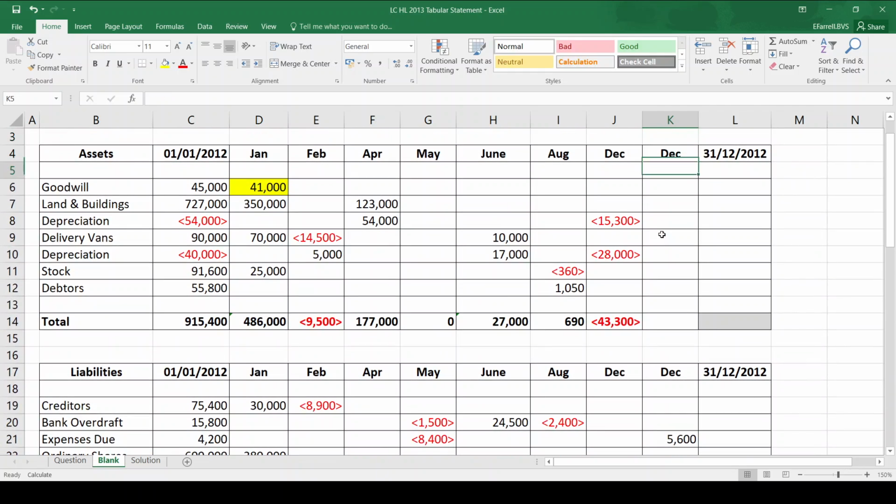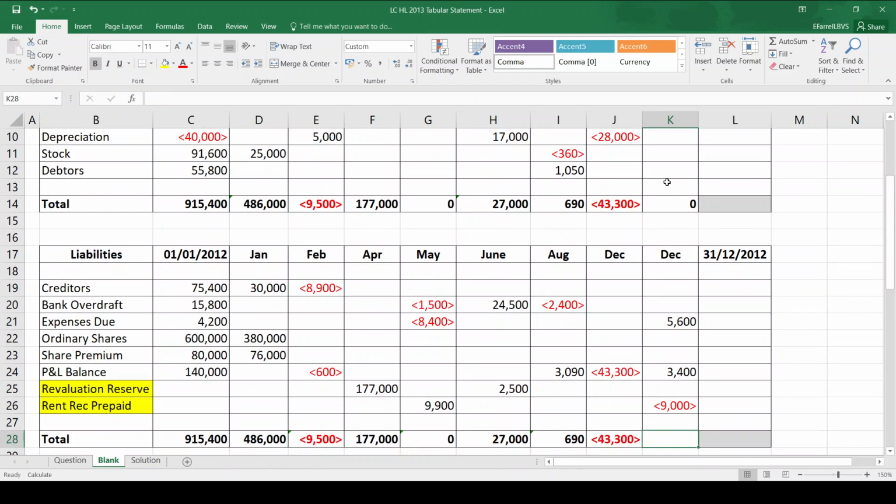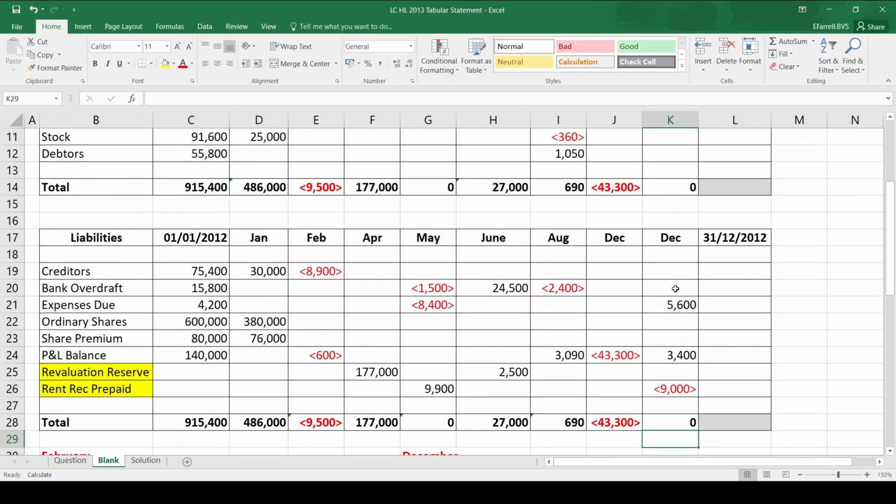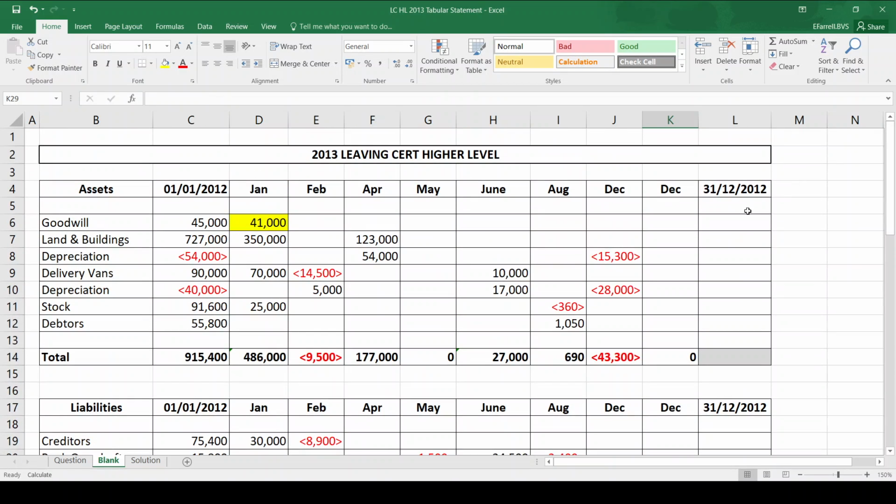So now I'm just going to total December assets, and they come to 0. I'm going to total the December liabilities, and they should also come to 0. So that is balanced. Now I just need to add all my figures across.